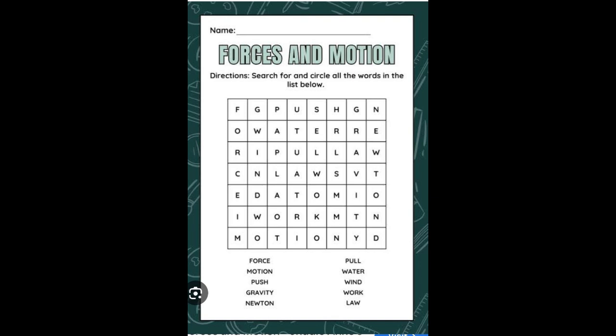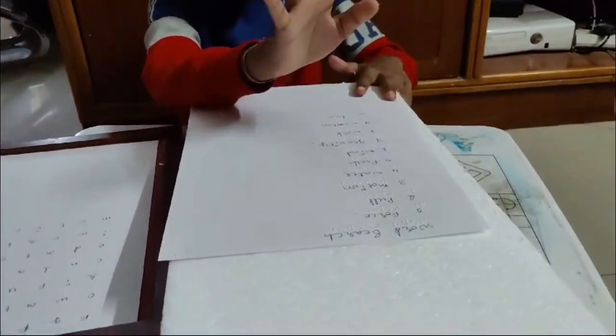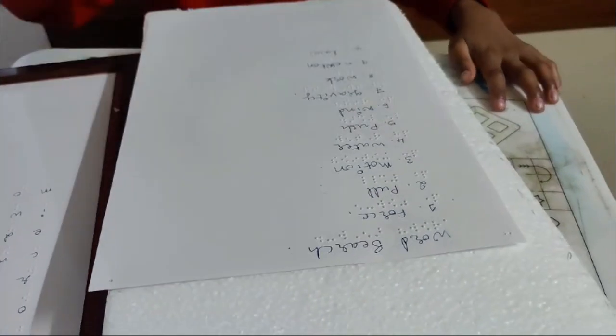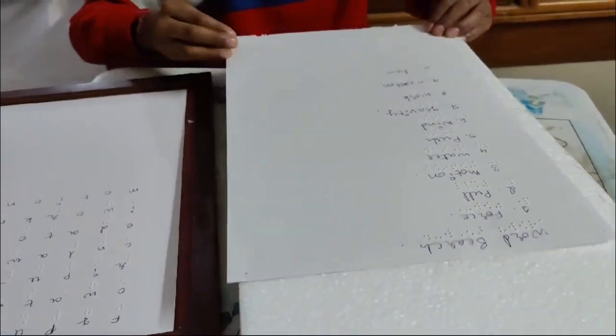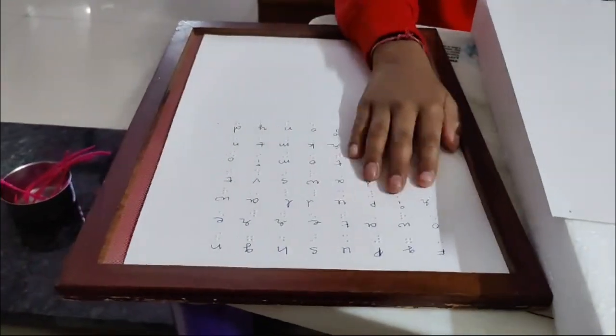Let us see the accessible ways of doing it by children with visual impairment. The list of words and the alphabet set are brailled as shown here. Let's hear from Satvik.